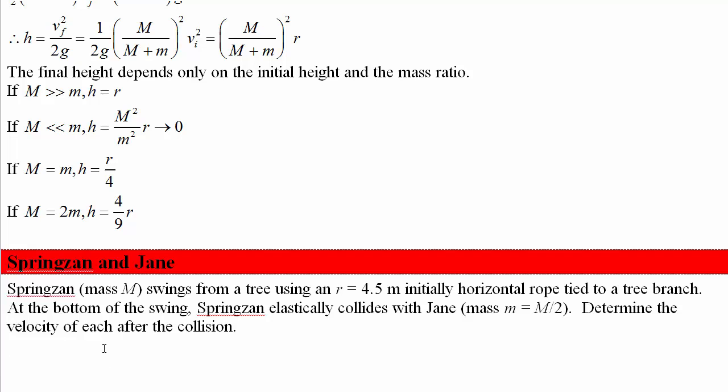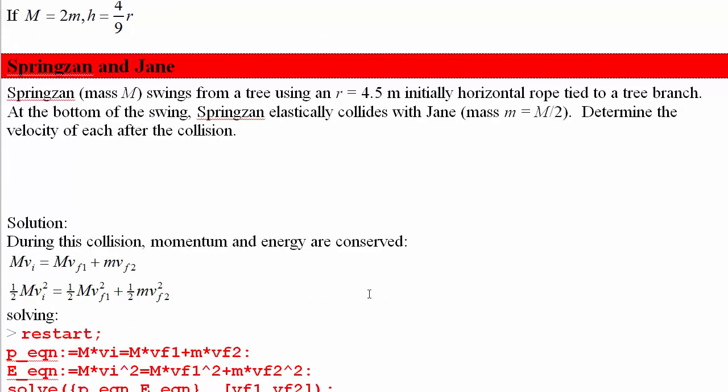some marketing opportunities there. Anyway, Springzan, mass m, swings from a tree using an r equals 4.5 meter initially horizontal rope tied to a tree branch, just like the last problem, except at the bottom of the swing, Springzan is covered with springs, so elastically collides with Jane, doesn't pick up Jane. Determine the velocity of each after the collision.